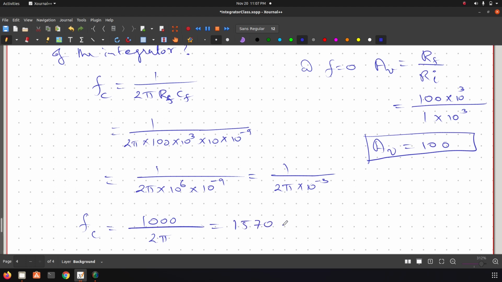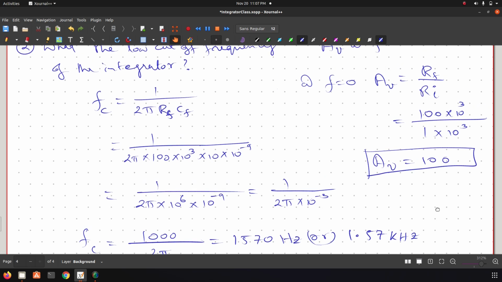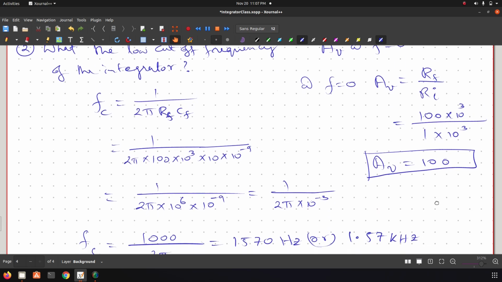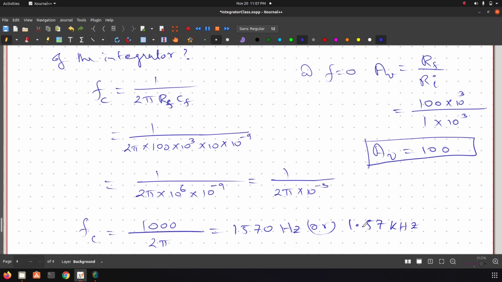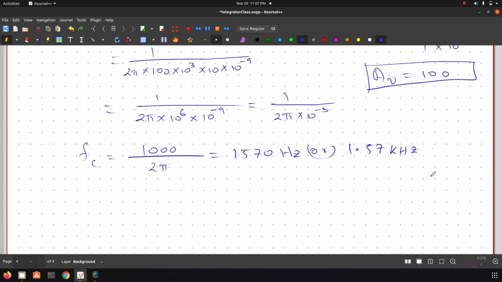Let me calculate, so it is 1570 hertz, or 1.57 kilohertz. So our input frequency should be higher than 1.6 kilohertz in order to get better accuracy for the integrator. Our input frequency should not be less than this 1.6.